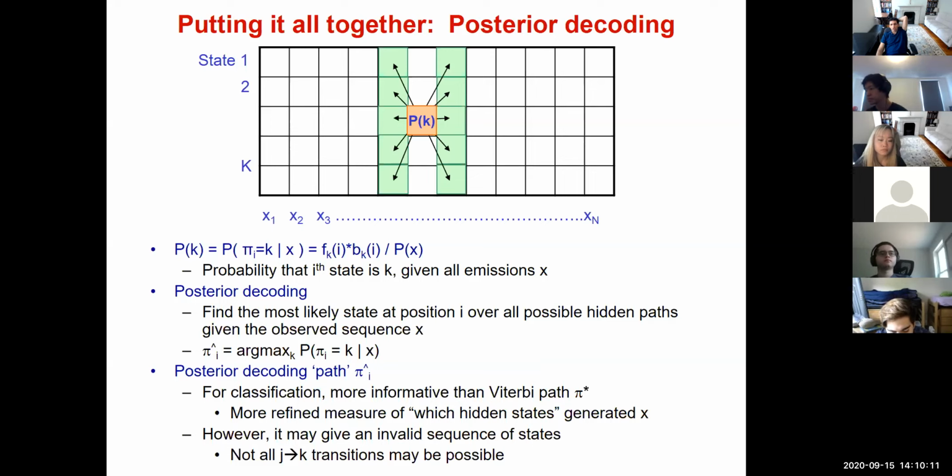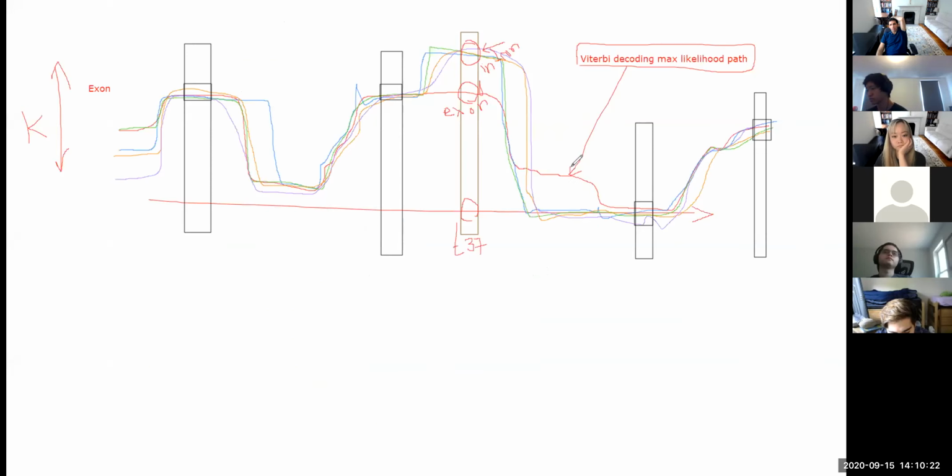Not every J to K transition may be possible, okay? And now, let me go back to my diagram from earlier. Perhaps the reason why the maximum likelihood Viterbi path gave us this as an exon rather than as an intron is that the transition from the previous time point to the next time point would simply not be possible in the maximum likelihood path, because it requires that these probabilities are non-zero.